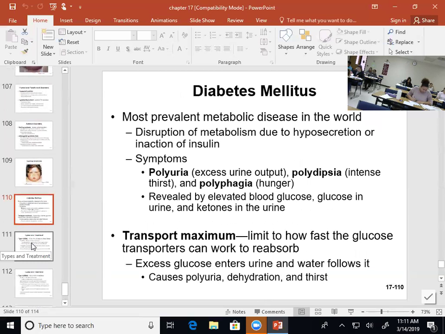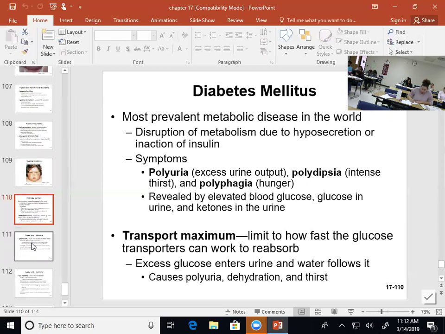Diabetes mellitus. We said diabetes just means you're making a lot of urine. But mellitus is going to be referring to glucose imbalances. And the two major types are insulin-dependent diabetes mellitus, IDDM, which used to be called juvenile diabetes. Y'all have heard of that, haven't you?